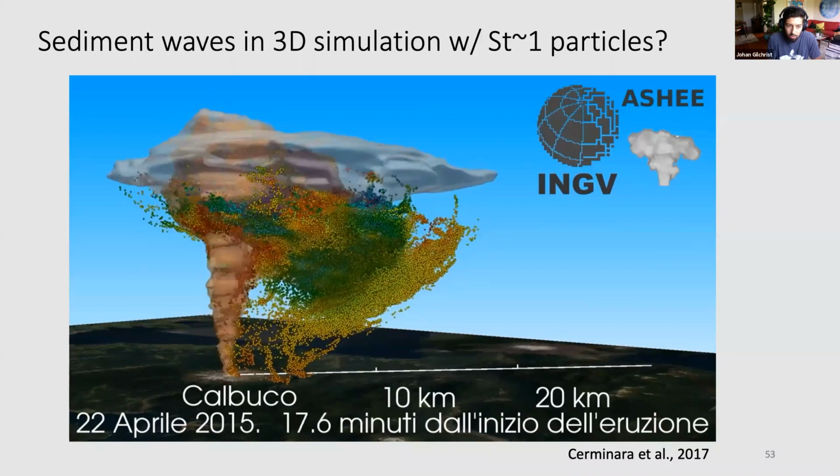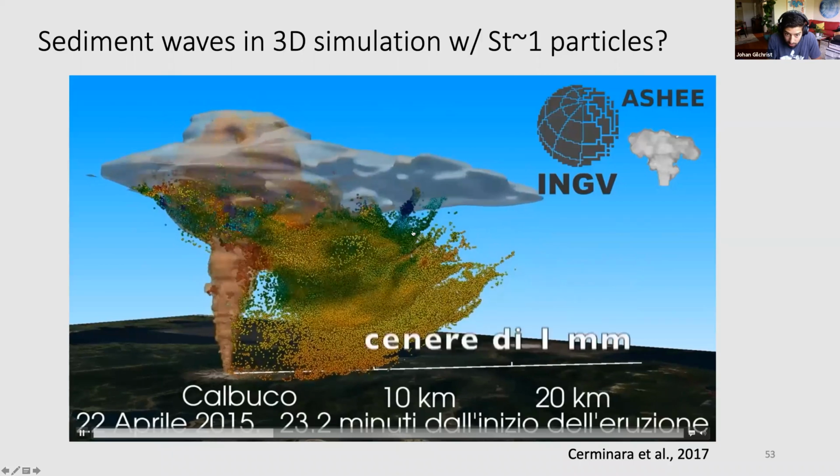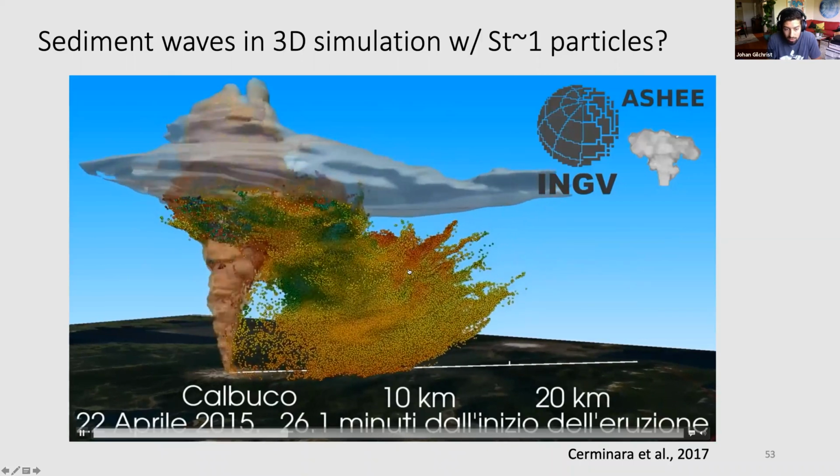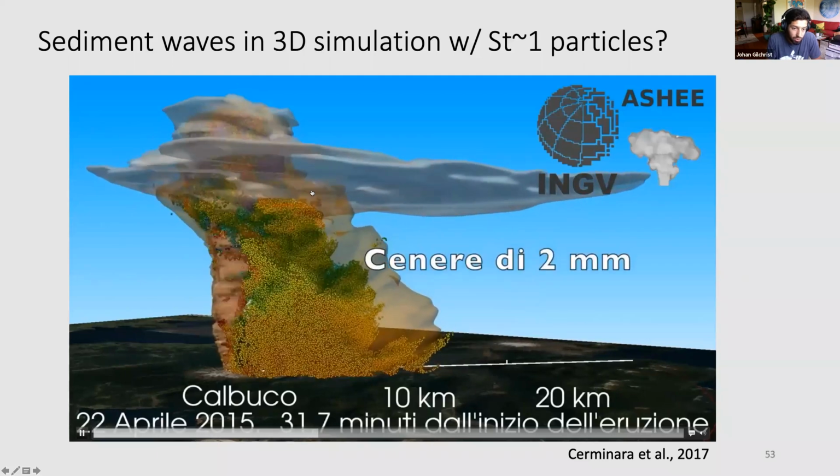They were seeing sediment waves in their simulations of Calbuco, which you can see here. There's the expression of the waves here, and it's going to rotate around later in this simulation. You'll be able to see them better. And they seem to be coming from the oscillations of the overshoot region.